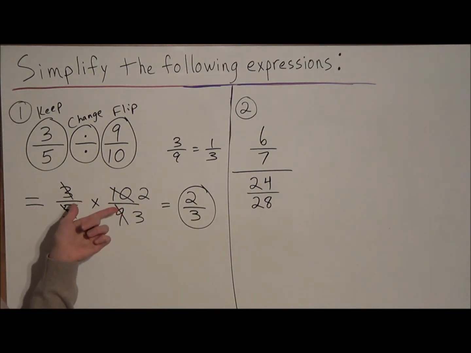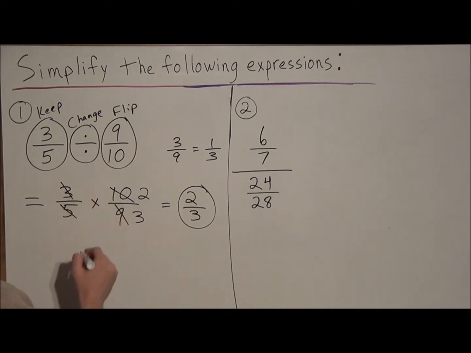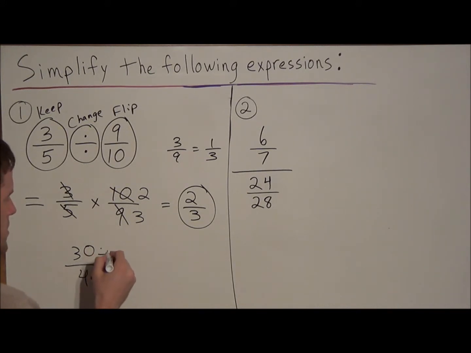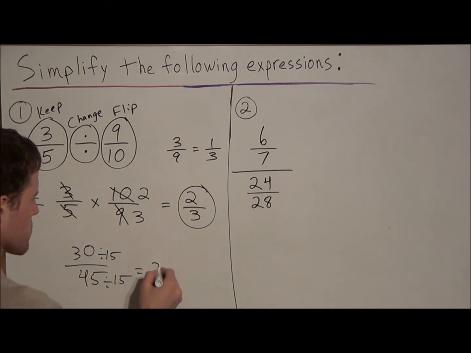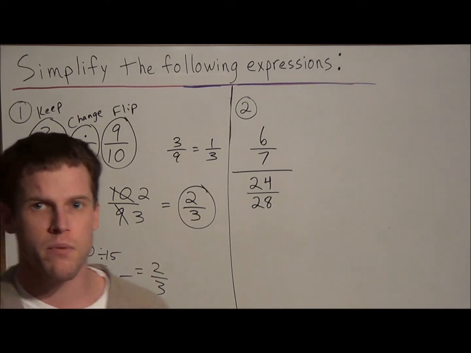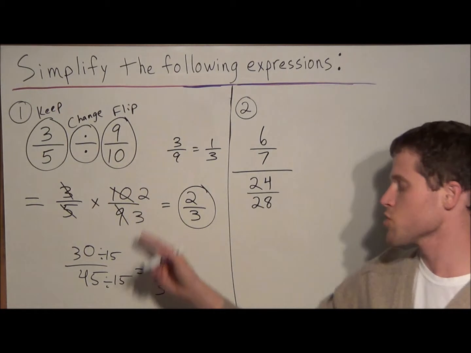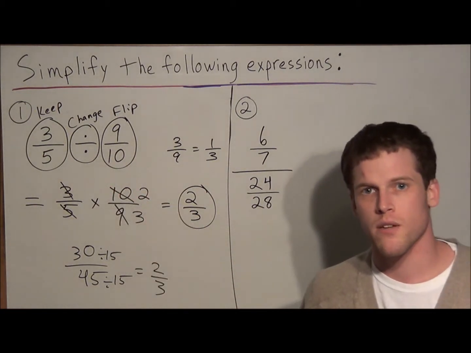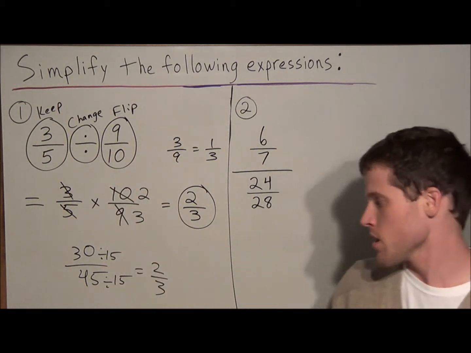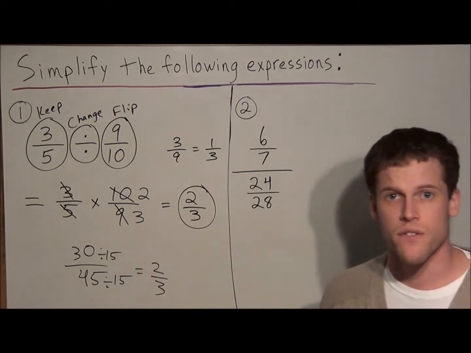But if you did it the other way, you would get something like 3 times 10 is 30, over 5 times 9 is 45. If you reduce 30 over 45 by dividing the top and bottom by 15, you would also get 2/3. So you get the same answer either way, but it's much easier to reduce beforehand so that you're not multiplying with big numbers and reducing looking for factors such as 15.